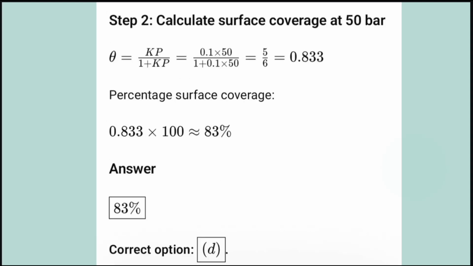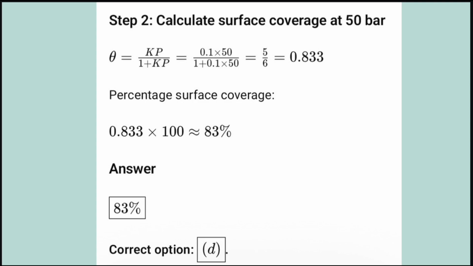Now we'll see step 2. Calculate surface coverage at 50 bar. Here theta is equal to Kp divided by 1 plus Kp. That is equal to K, which is 0.1, into 50 divided by 1 plus 0.1 into 50. That is equal to 5 by 6, which is also equal to 0.833.